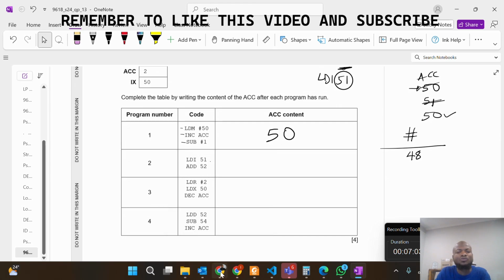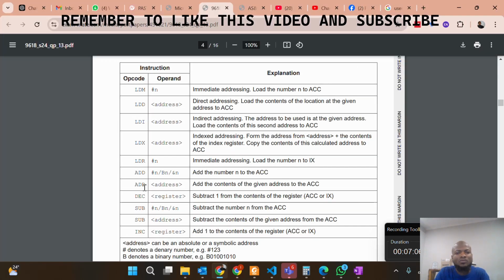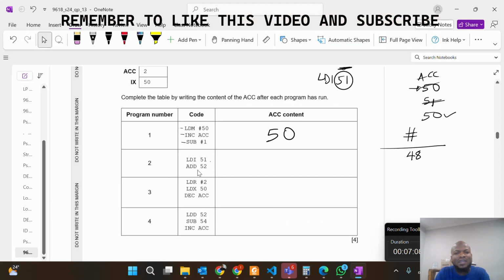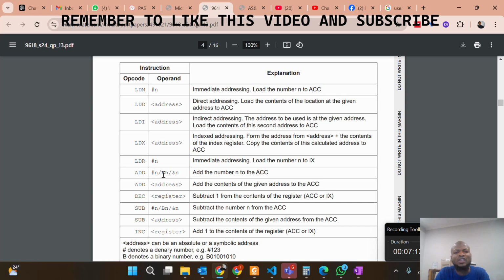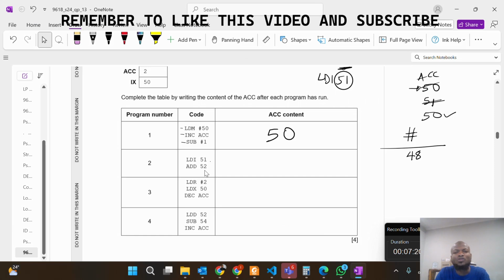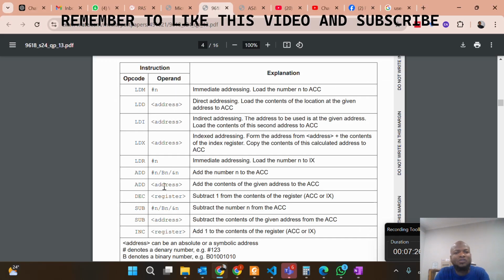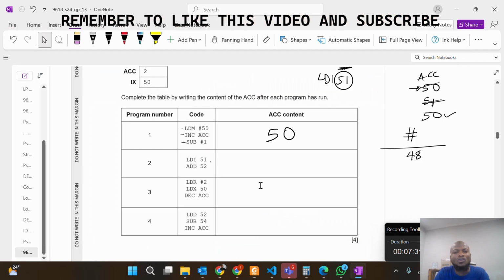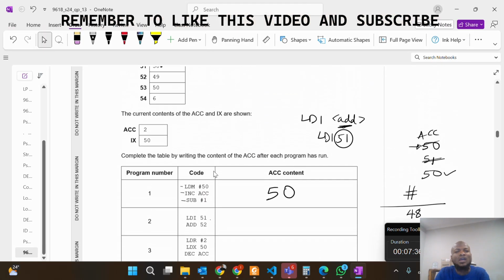Now add 52. Is there a hash before 52? No. That means 52 is not a number. 52 is an address. If there is a hash before 52, then 52 is a number. Since there is no hash before 52, that means 52 is an address. So add 52 means you add the content of the address to the accumulator. So add 52 means add the content of address 52 into the accumulator.